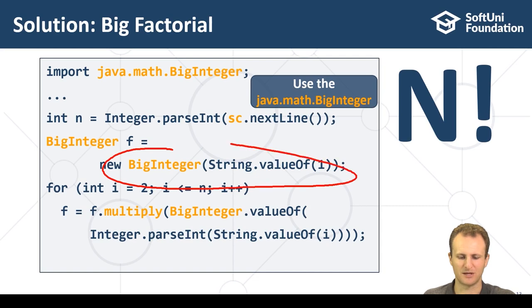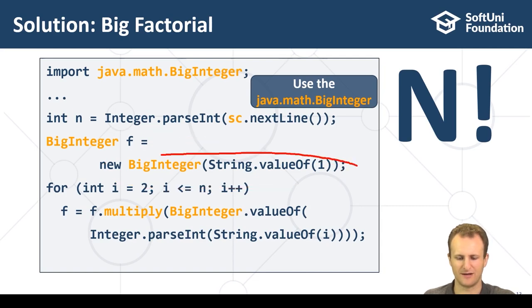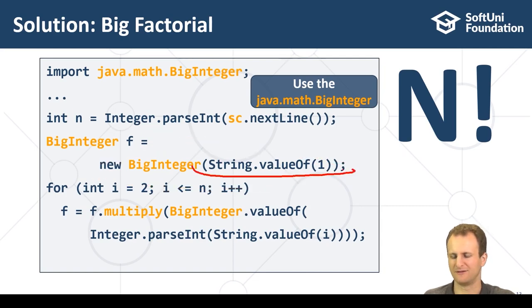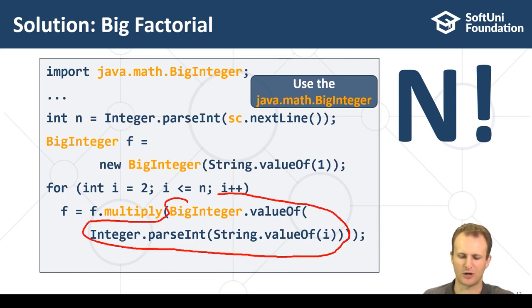It's just a big integer parsed, initialized from the value of 1, although they do it in another way. And then we have a loop that continues from 2 until it reaches n inclusively, and we multiply the number by the value of the integer, although this is a pretty roundabout way of achieving it. You can just say value of the integer I.